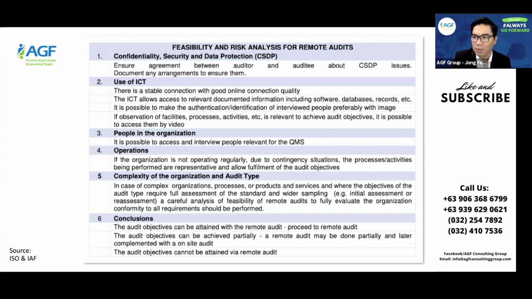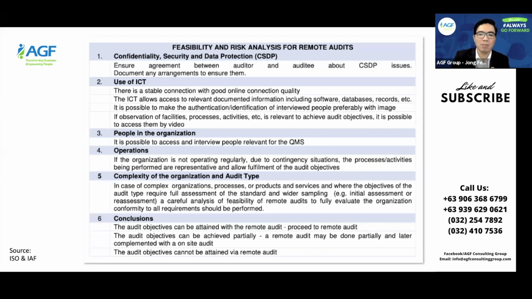Operations. If the organization is not operating regularly due to contingency situations, the processes, activities being performed are representative and allow fulfillment of the audit objectives. What about complexity of the organization and the audit types? Like I said earlier, if the process you're going to audit is significant and high risk, then as much as possible, we also do a follow-up on-site audit, not just the remote audit. So it becomes partial remote. You do a remote audit and then you also do validation and verification on-site. And that will complete the whole audit. So there's a combination of doing it remotely, and then you have to go there on site to also do validation and verification. And what about your conclusions?